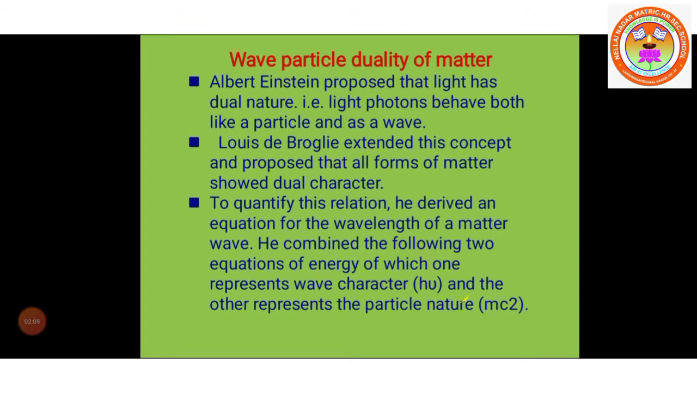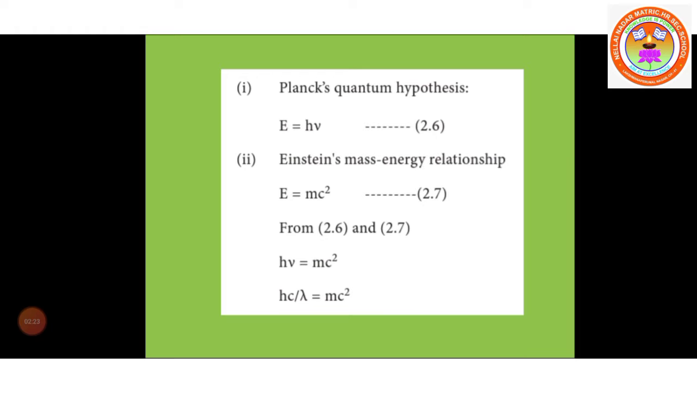The wave character equation is h nu. It's the Planck equation. And for the particle nature, the equation is the Einstein equation, E is equal to mc square. So the first equation is the Planck hypothesis: energy is equal to h nu, where h is the Planck constant and nu is the frequency. Then the second equation, the Einstein mass energy relationship, which we already know from lower classes: E is equal to mc square, where E is the energy, m is the mass of the particle, and c is the velocity of light or velocity of the particle.